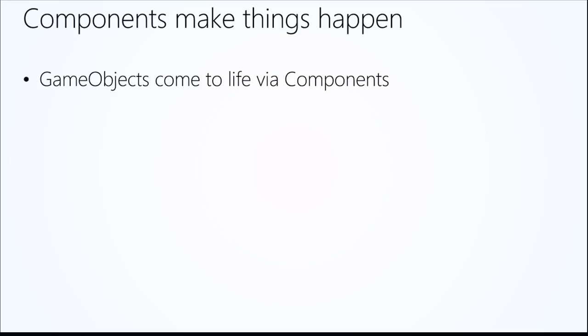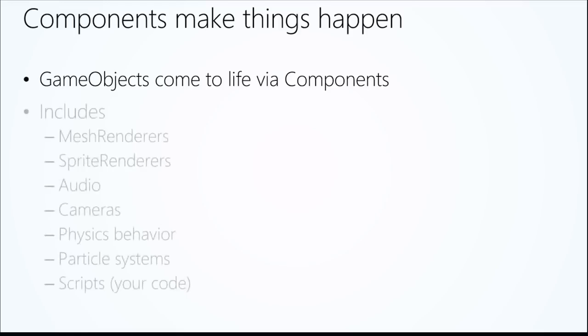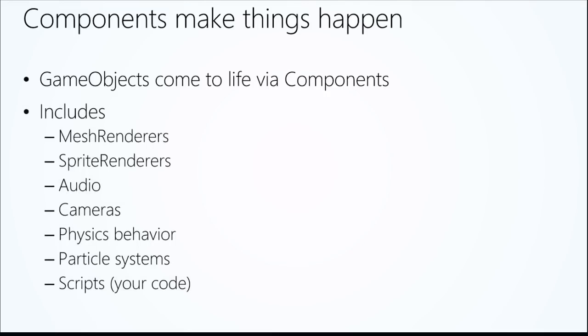An empty location in space. Game objects come to life by having components added to them. That includes a whole variety of different components, and your own custom components as well. You can add mesh renderers, sprite renderers. If you want to do audio in your scene, that's also a component, an audio source component. Your camera comes to life by being a component. Everything is from components.